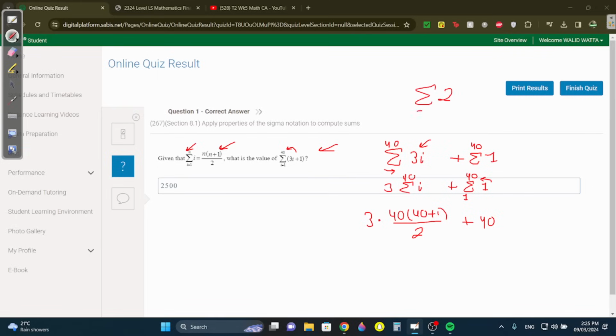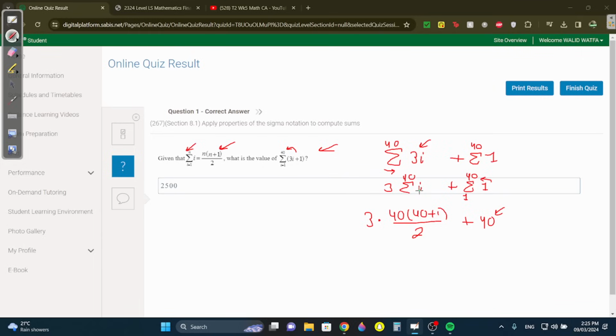If you have sigma 2 from 5 until 8, and you call the top n and the bottom m, you'll do 2 times n minus m plus 1. This is the rule. In this case, it will be 2 times 4, because 8 minus 5 is 3, and 3 plus 1 is 4. So 2 times 4. I'm just showing you now in case it comes, but I don't think it will. But anyway, sigma 1 up till 40 is 1 times 40, which is 40.